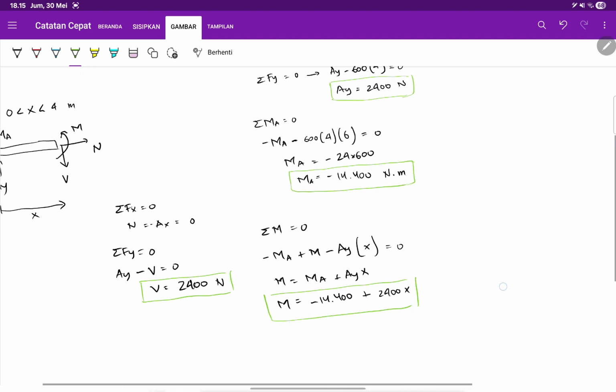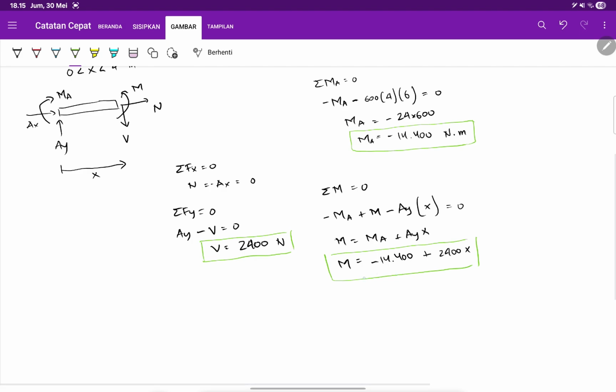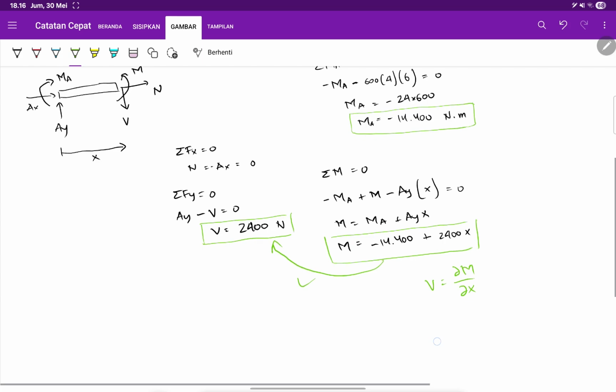Okay, so if you take the derivative, this should be equal to this, and then they are checked, right? Because we know that V is dM/dx. So if you take the derivative of this with respect to x, you get exactly the correct result. So it means what we are doing is correct.